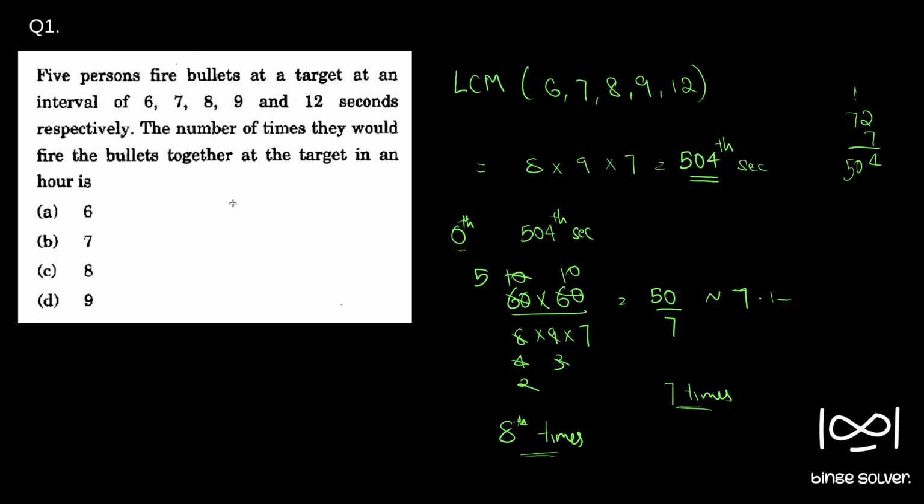In cases like this, it is safe to assume they fire their bullets together at the 0th second, since it is given at an interval of 6 seconds, 7 seconds. First they fire a bullet, then they fire the second bullet after 6 seconds. For the second person, it is 7 seconds, like that. So it is better to assume that they fire their bullet at the 0th second. In that case, the answer is 8 times. Otherwise, it is 7 times.